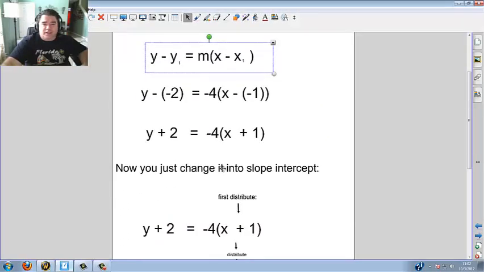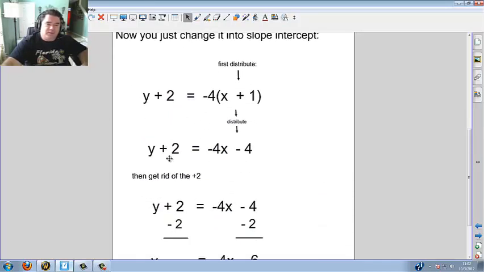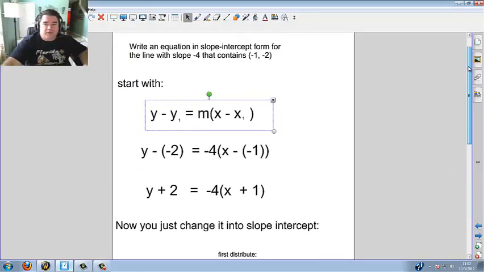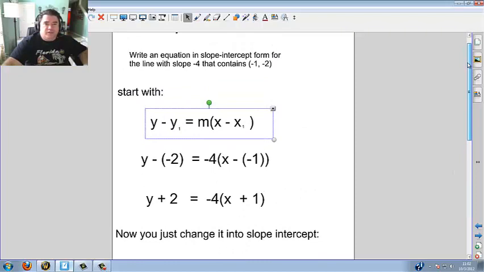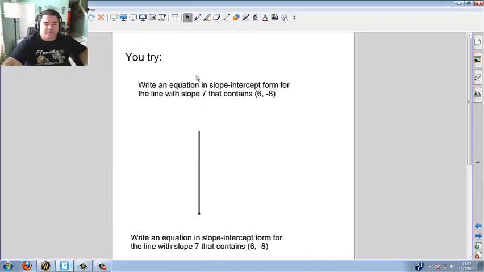Now if I wanted to change this into slope-intercept, well, okay. I would go ahead and distribute -4 times x and -4 times 1. And then just instead of +2, I'm going to -2. And there you go. And then you could go from there. So you can write in slope-intercept form from the original. And there you have it.